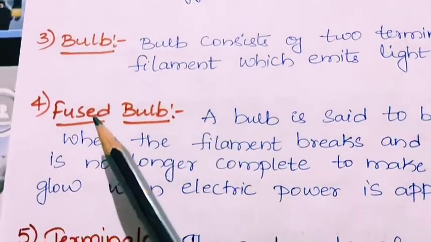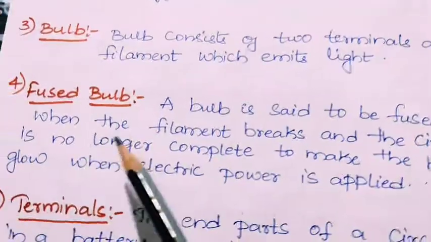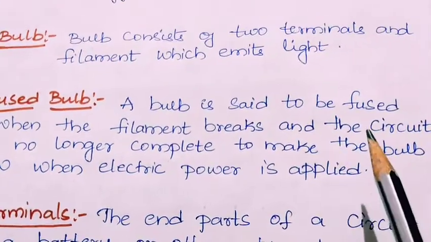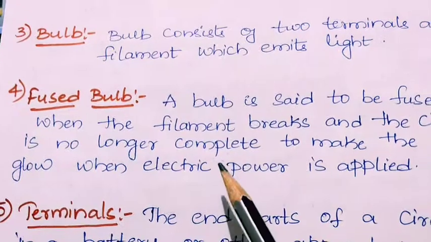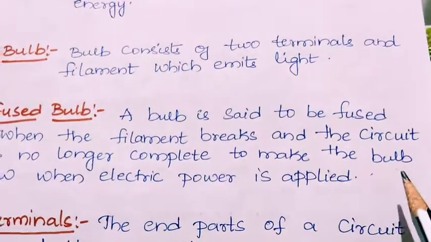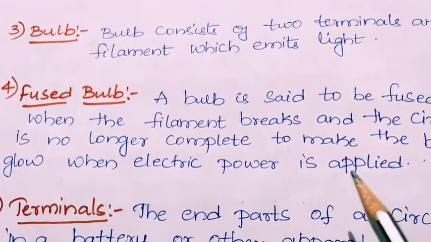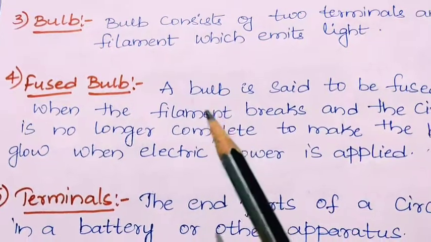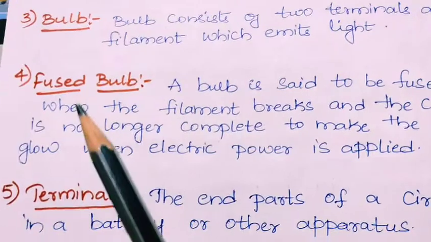Next, fused bulb. A bulb is said to be fused when the filament breaks and the circuit is no longer complete to make the bulb glow when electric power is supplied. That means the filament is broken so that the bulb will not glow. Then that is called a fused bulb.